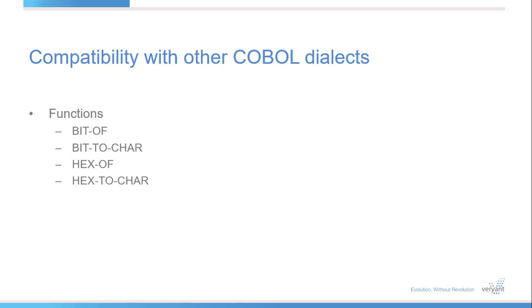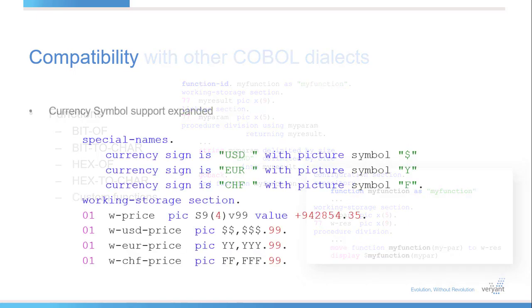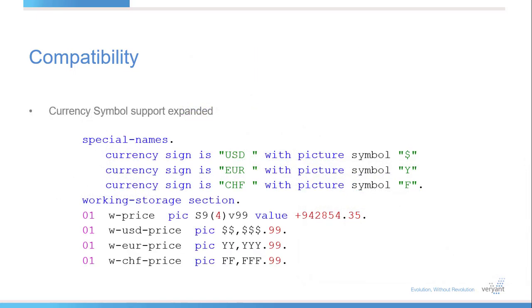Now, every COBOL version adds compatibility with other COBOL dialects to make it easier to convert to ISCOBOL. In 2025 R2, we've added 4 intrinsic functions native to IBM COBOL: bit of, bit to char, hex of, and hex to char. We've also added the Microfocus COBOL ability to create your own function. Our IBM compatibility support for currency symbols has improved to help international applications that need to use more than one currency sign. This includes support for new syntax with picture symbol.